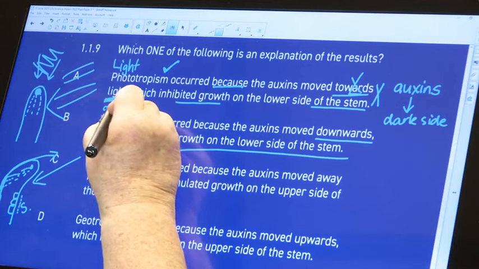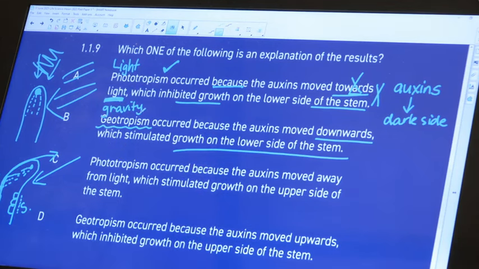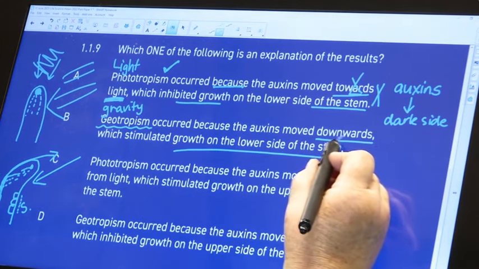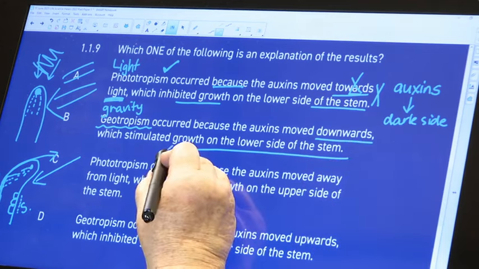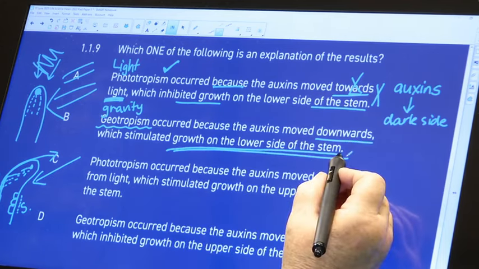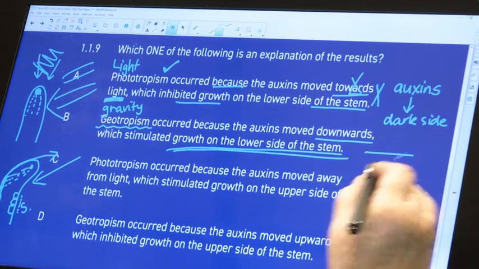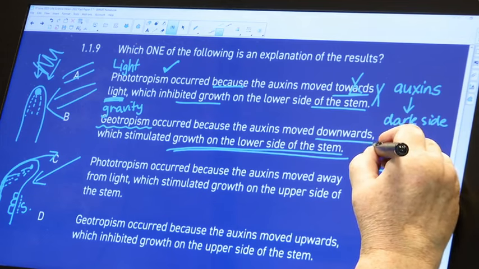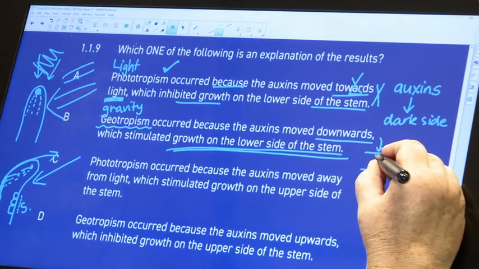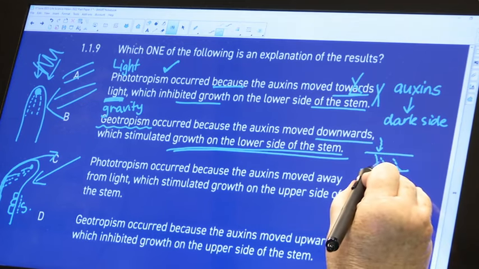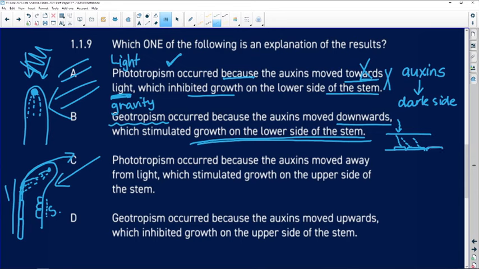It is a growth response as a reaction to the force of gravity. Geotropism occurred because the auxins moved downwards, which stimulated the growth on the lower side of the stem. So now we've got our stem, and geotropism means that we have the auxins, by the force of gravity, move to the bottom side of the stem, and the top side of the stem therefore has shorter or smaller cells, and that's going to cause our plant to grow upwards. So I quite like B.